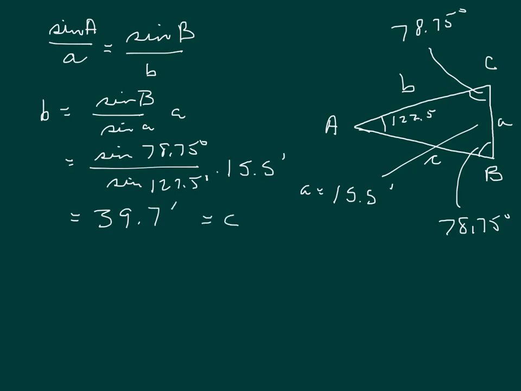This is also C, since both sides B and C are the same, and this is an isosceles triangle. So, since any of these represent the spoke, we now have the radius of the wheel at 39.7 feet.